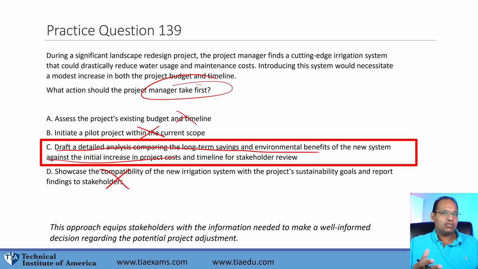I know writing these hard questions sometimes is difficult. A is not a bad answer. I'm telling you guys, A is not a bad answer. Just C is a better answer. Because in this one, you're looking at long-term savings, environmental benefits, how it's going to increase costs, how it's going to increase time, and then you're giving it to the stakeholder for review. Versus A, which is just the budget and the timeline. You're really not looking at the environmental benefit. It's just more than that, right? C's better.